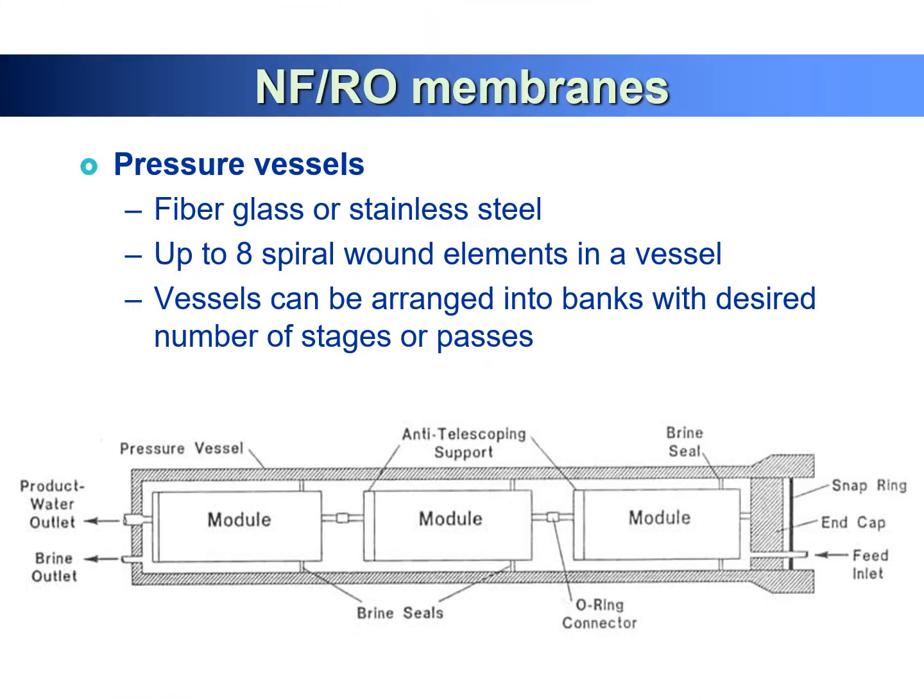So let's look in more detail at how we design this RO element. The first one is the pressure vessel. The pressure vessel consists of fiberglass or stainless steel to tolerate high pressure, more than 60 bar, 70 bar. So we need very strong materials, and up to 8 spiral wound elements can be located in one pressure vessel, and vessels can be arranged into banks with the desired number of stages or passes.